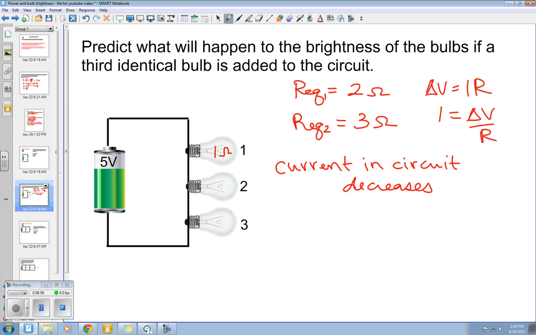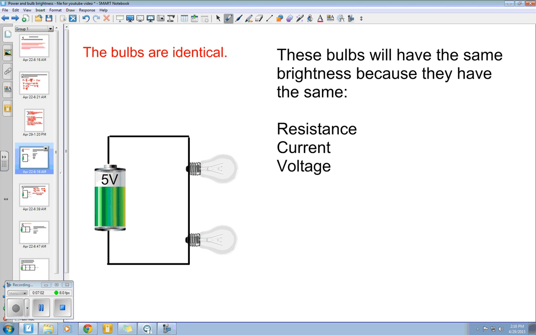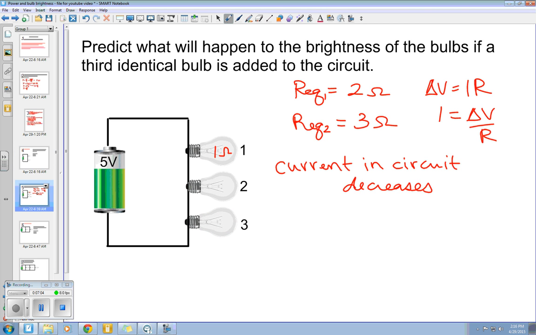So there's going to be less current going through each of these bulbs than there was going through each of these bulbs because this circuit has more resistance, and therefore, if this battery is the same, then the current is going to decrease. So therefore, we can expect these bulbs to be dimmer.